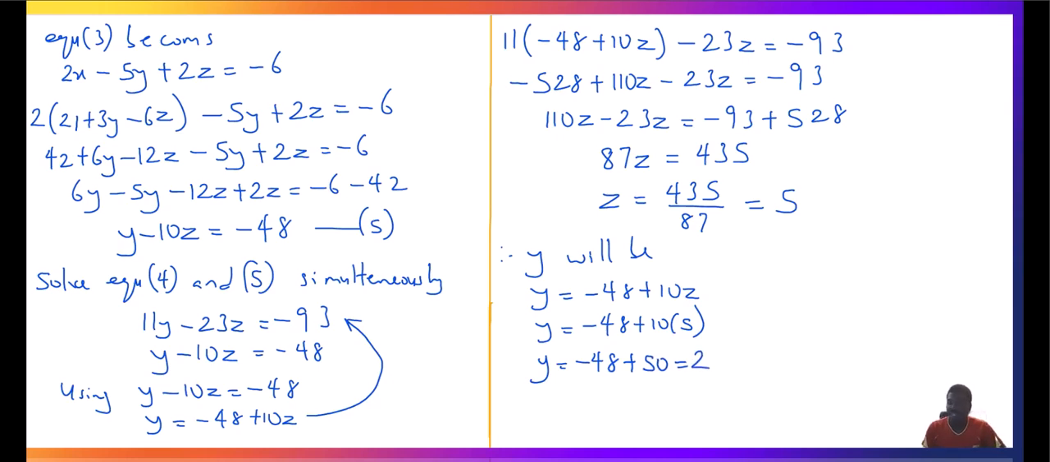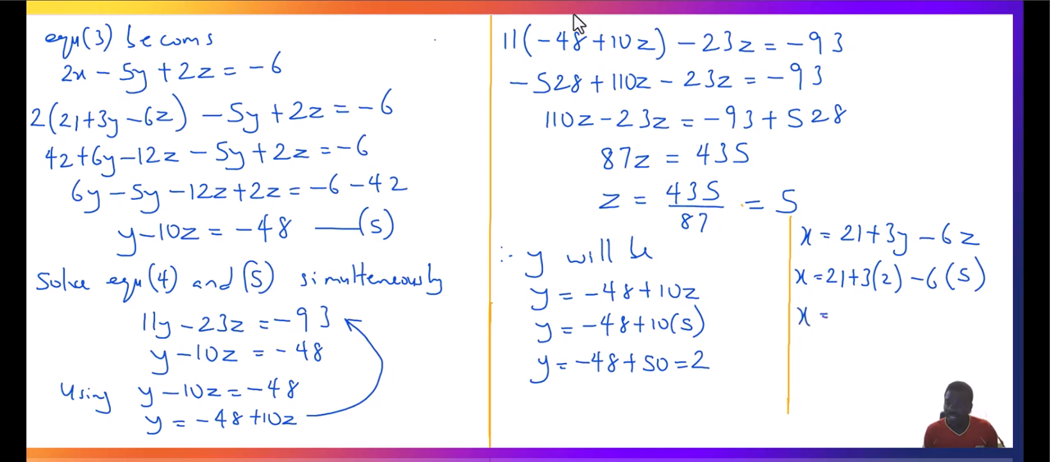Let's just draw a short line here so that we can actually find our x. Remember, initially we made a formula where we had x to be equals to 21 plus 3y minus 6z. Now we have our y and we have our z. So our x will be equal to 21 plus 3 into bracket with our y, which is 2, minus 6 into our z, which is what? 5. So I'm going to be having x is equal to 21 plus 6 minus 30. So my x is equal to 21 plus 6 is 27, and 27 minus 30 will give us negative 3.